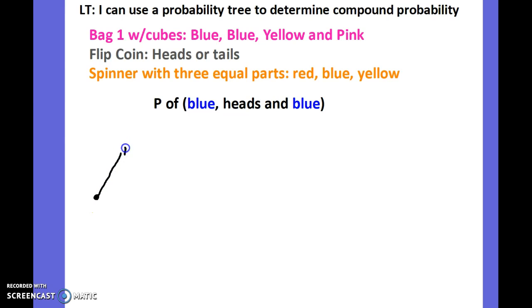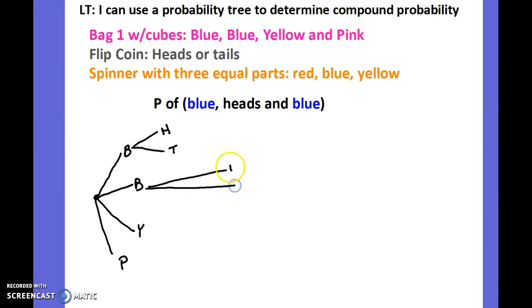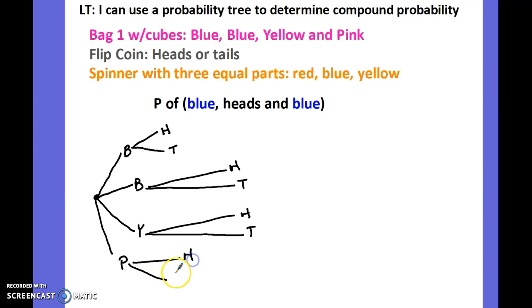You can get a blue. You can get another blue. You can get a yellow or a pink. And then from each one of those, you can go to your second event and set of events, and that's to flip a coin and either get a heads or a tails, and then a heads or a tails, and a heads or a tails, and a heads or a tails.